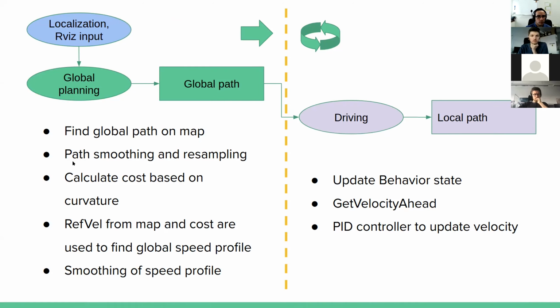Then the path will be smoothed and there is resampling going on. Then the cost is calculated based on the curvature of the trajectory. And then the reference velocity from the map is taken. And then this cost calculated based on curvature is used to adjust this speed. So we will have this speed profile for this global path. And at the end, there is another smoothing of this speed profile going on.